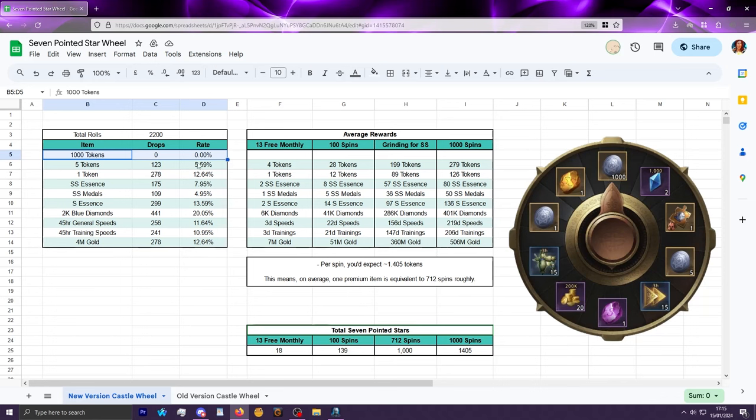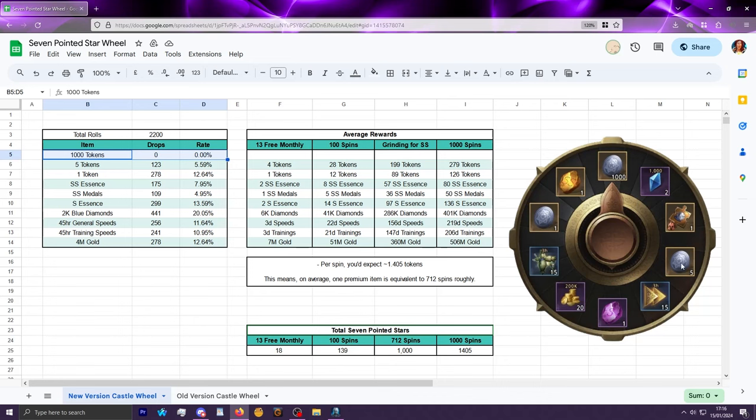Which does make me wonder if the drop rate of 1,000 stars is a bit higher than the full castle was previously. Obviously, I don't have data to back that up at all, and it's just purely anecdotal from how many times I've seen people hit this and share it around compared to the previous castle wheel.